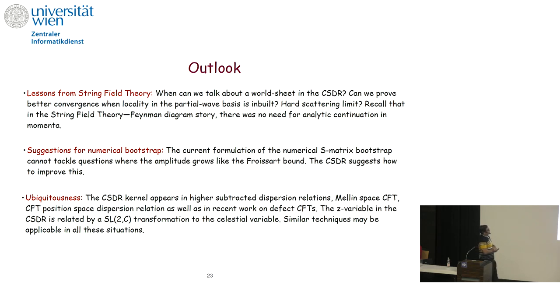But the bottom line is that this way of thinking about things using the crossing symmetric dispersion relation appears in higher subtracted dispersion relations, which I did not talk about, Mellin space CFT, which I briefly talked about, CFT position space dispersion relation, again which I briefly talked about, as well as recent work on defect CFTs, which I did not have time to talk about. Another thing is that the z variable that I introduced is related by an SL(2,C) transformation to the celestial variable. So maybe there's a connection with that program as well. So similar techniques may be applicable to all these situations. I'll stop there. Thank you for your attention.